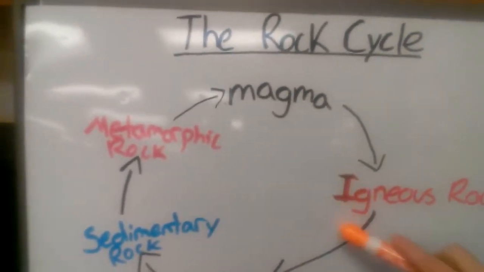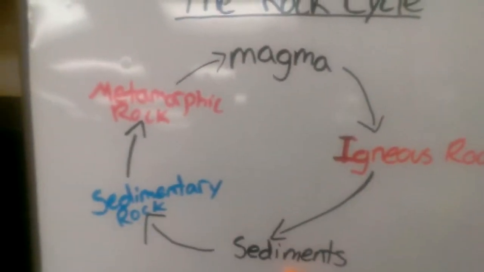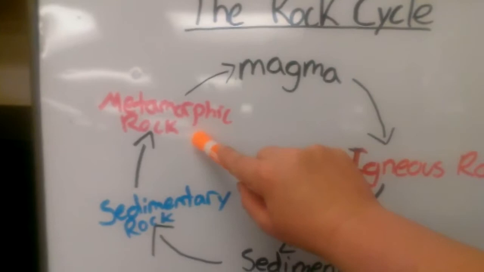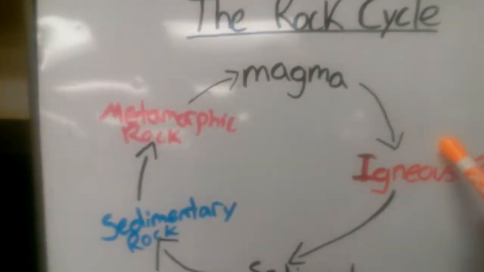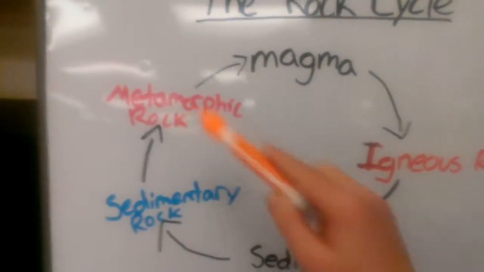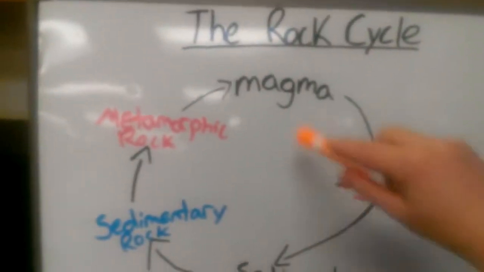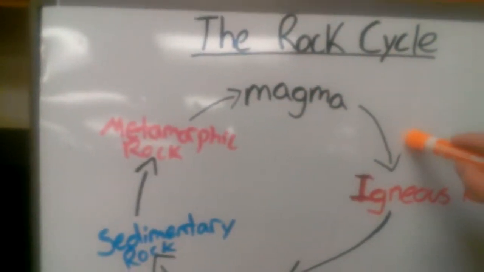Now, these aren't cut and dry. You can go from one place to another. You can take the sediments and heat them up so much that they actually change and crystallize into a metamorphic rock. You can take an igneous rock and heat it up and change it into a metamorphic rock. But either way, the formation before it tells you what it is.